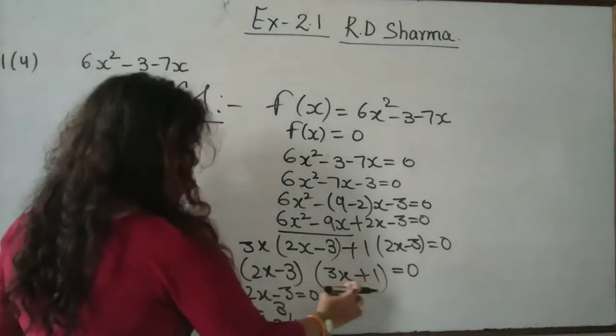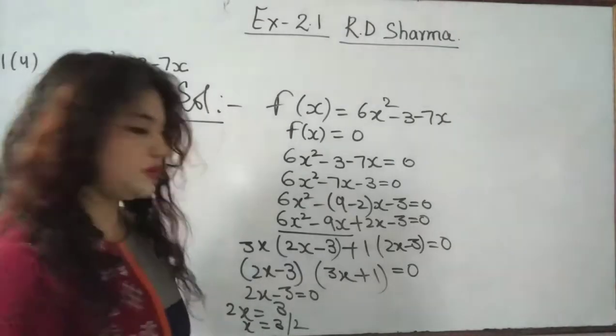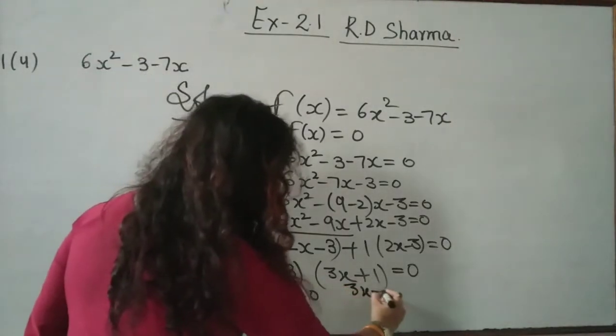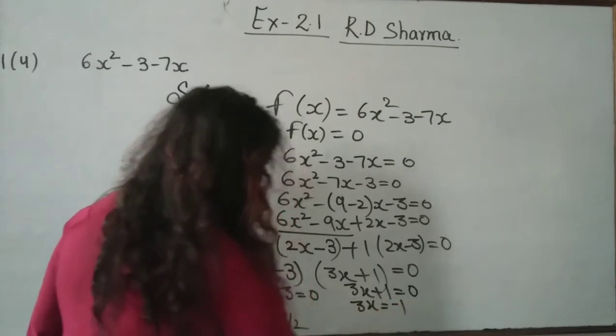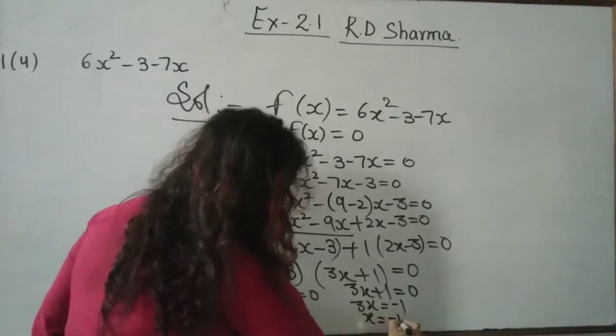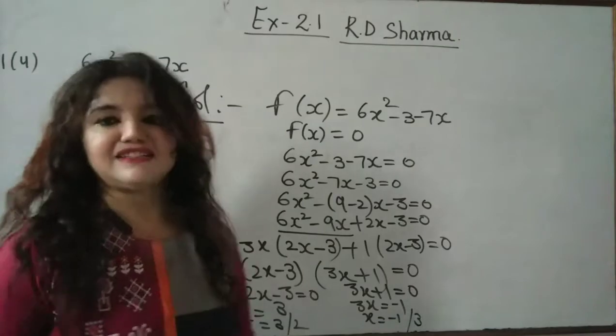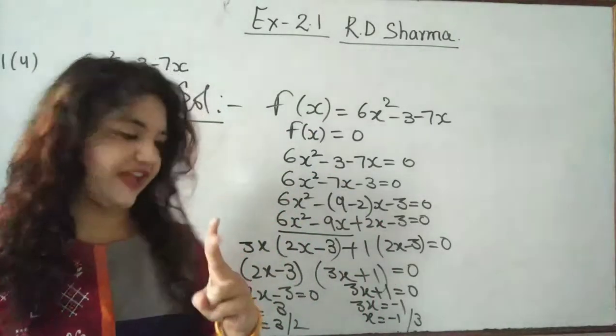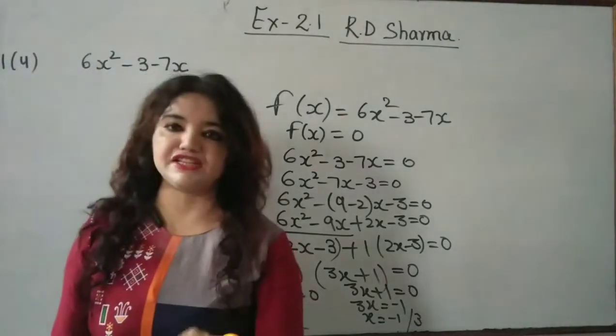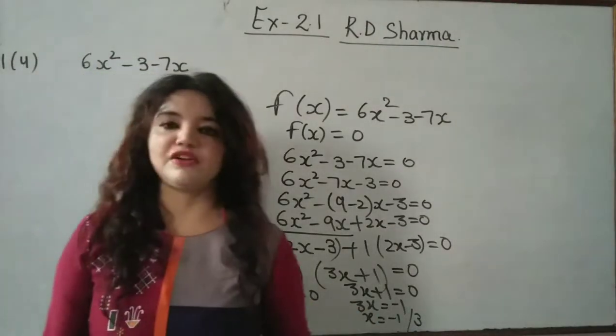Okay, and we have this also, 3x plus 1, that is also equal to 0. So it means 3x is equal to minus 1. So x is equal to minus 1 by 3. So we have got two values of x. x is equal to 3 by 2 and x is equal to minus 1 by 3.